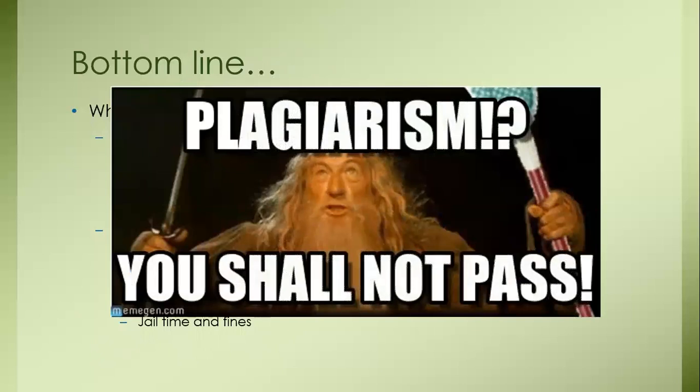Bottom line is, if you plagiarize, you're not going to pass. It's incredibly easy for us to tell when there's plagiarism present, and we really kind of know what you sound like. It takes no time at all to realize that there's a switch in tone, maybe a switch in voice from what we normally hear. Just don't do it. It's not worth it.